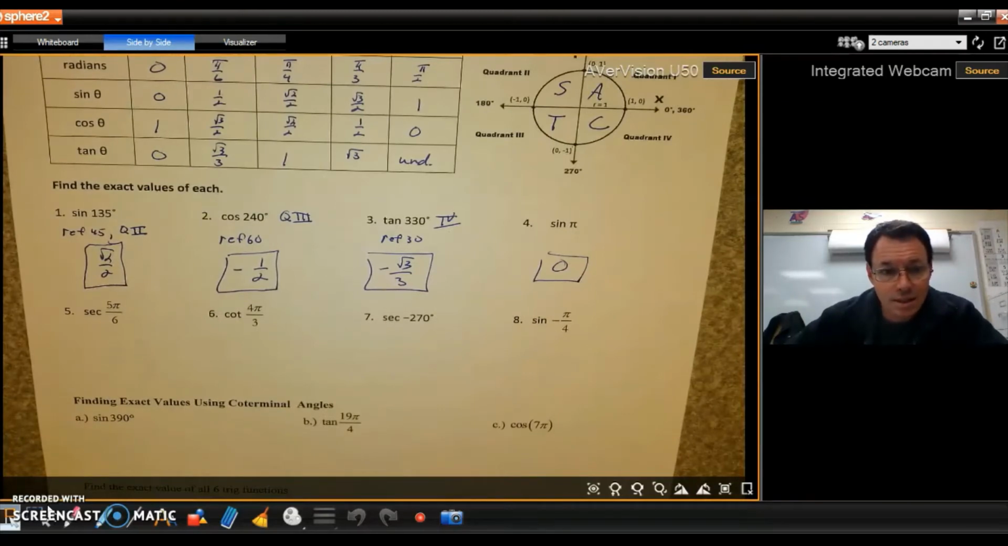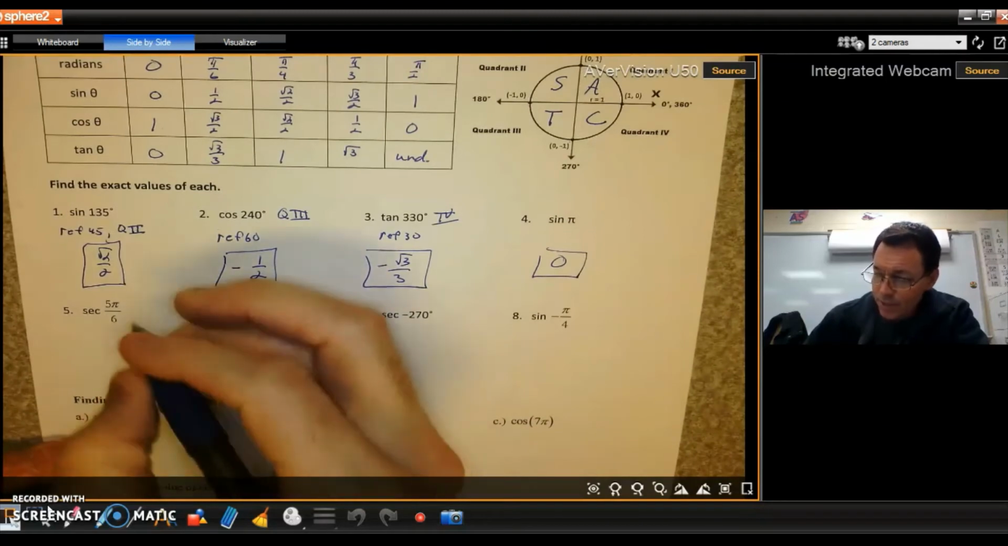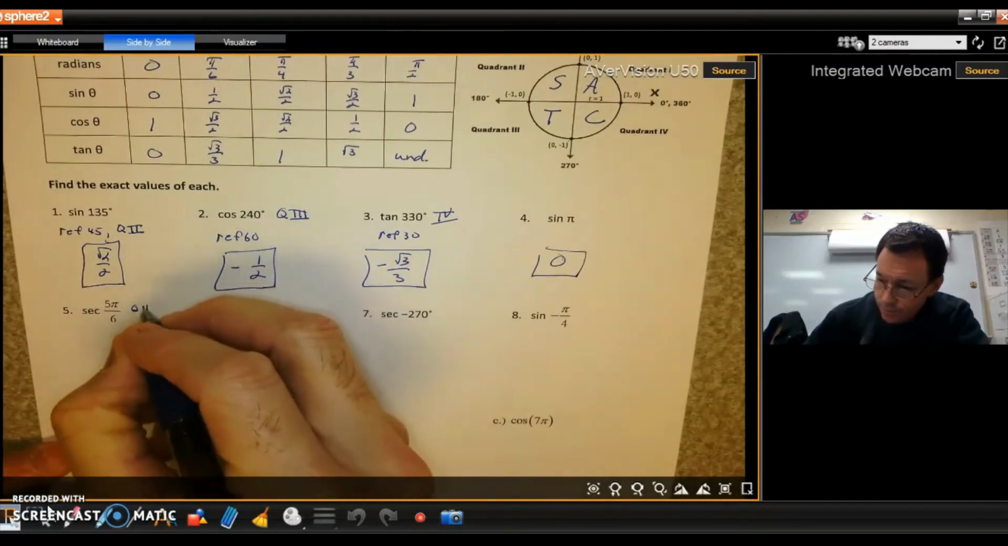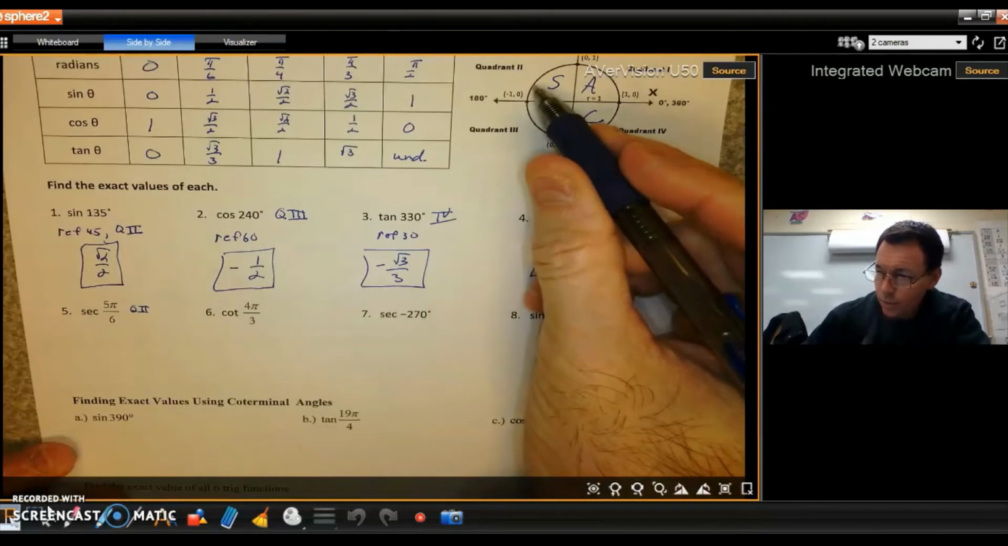How about number 5? What is the secant of 5 pi over 6? There's a little bit going on here. 5 pi over 6 is in quadrant 2. We're not quite to pi. We're over here, 5 over 6.